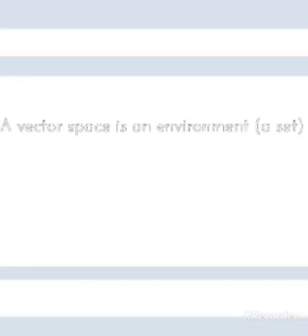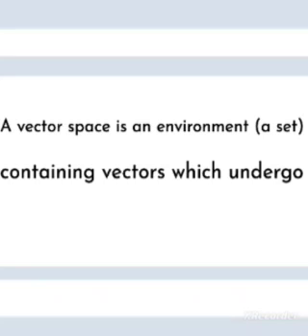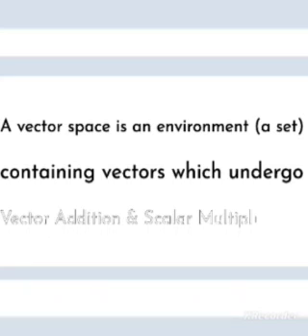Let's define that. Now, a vector space is an environment which could be a set of vectors that undergo scalar multiplication and vector addition. That is what a vector space is. And there are some conditions that we need to look at.